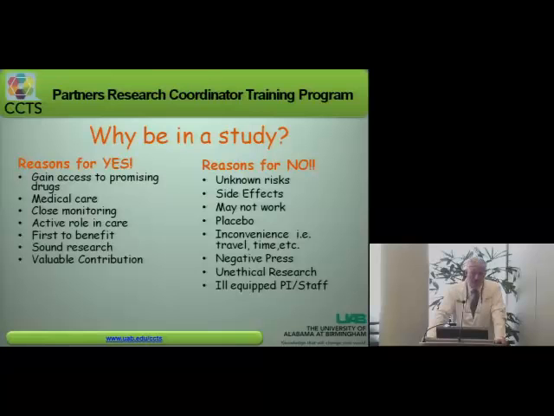Most people, too, here, find it very inconvenient, especially if you have a middle-aged demographic where they're still working or they're young working and they have a social life. Being in a clinical trial, depending on the number of visits, can be very inconvenient, very time-consuming.